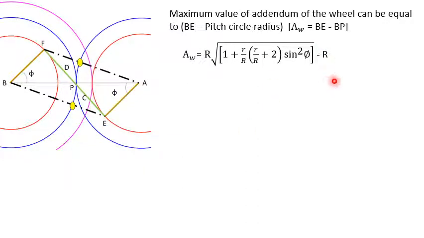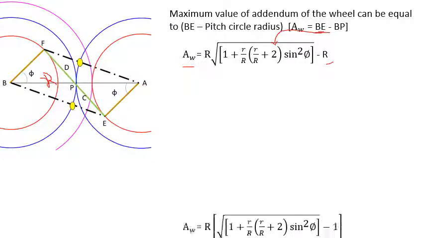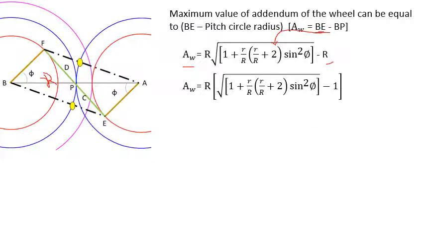So in the previous slide we got the BE equation: BE is equal to (1 plus R by R plus 2) into sin square phi. In place of BE we are substituting this equation. BP is nothing but the radius, capital R. Therefore, addendum of wheel is equal to the BE value minus the BP value. We can take R common, and after taking R common, this is the equation.